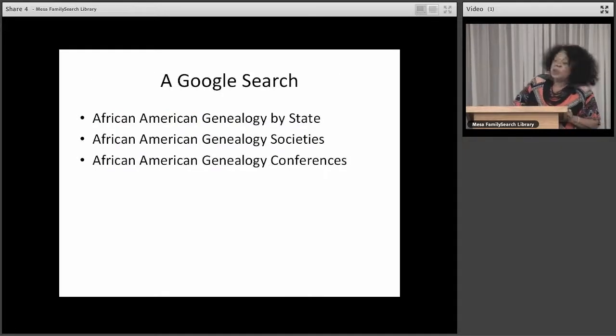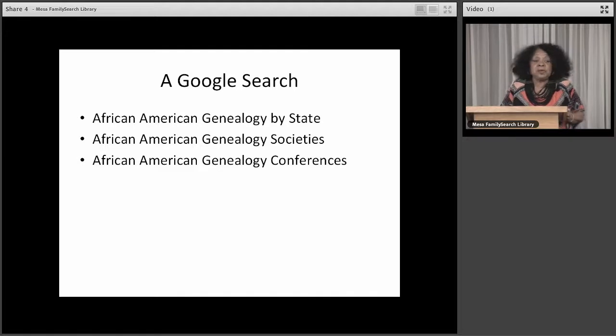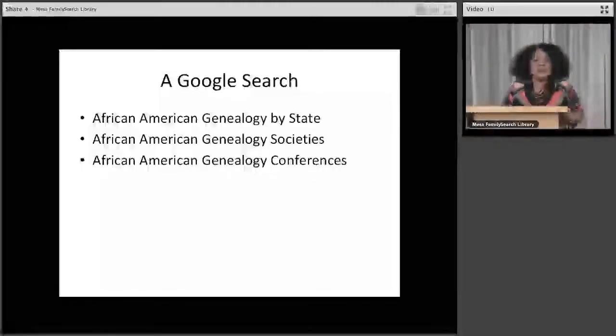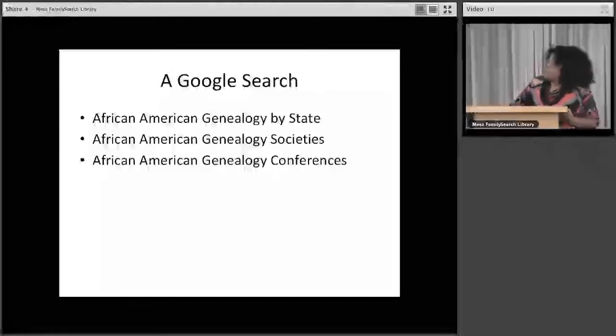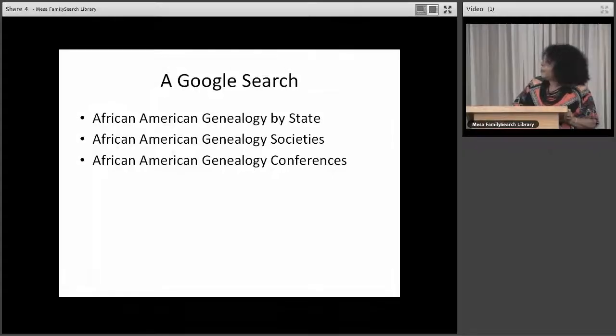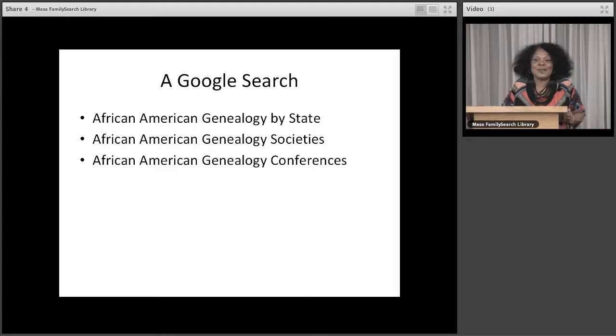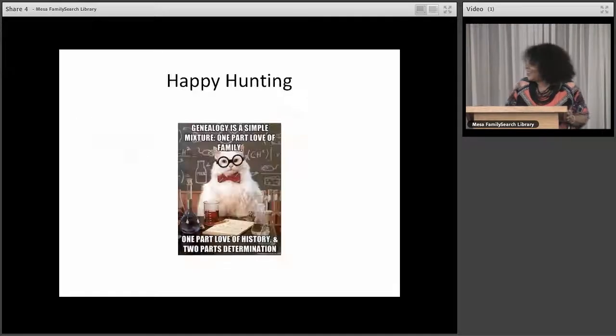Like I said, use Google. Anything you can think of that you want to find, put it in Google and hit search. You're bound to come up with something. Look for genealogy societies. Look for genealogy records by state. And look for conferences and for workshops and for presentations such as this.